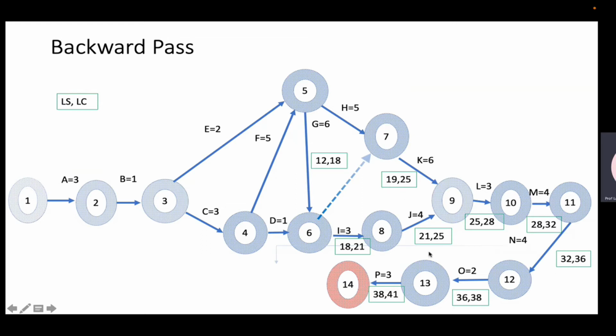So when you're doing a backward pass, you choose the smaller of the two. When you're doing the forward pass, you choose the larger of the two. So between this, we'll take 18. Okay, 18 minus 6, 12. So please pay careful attention to that.